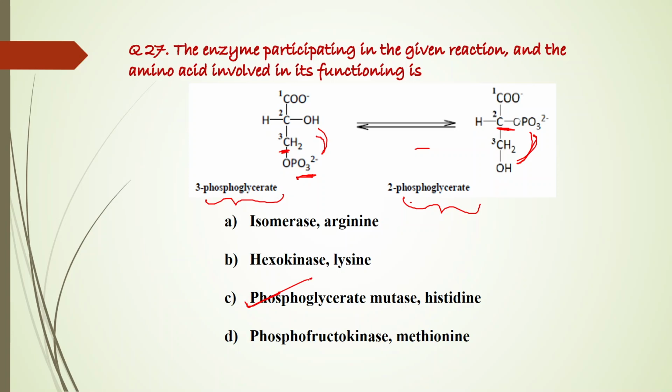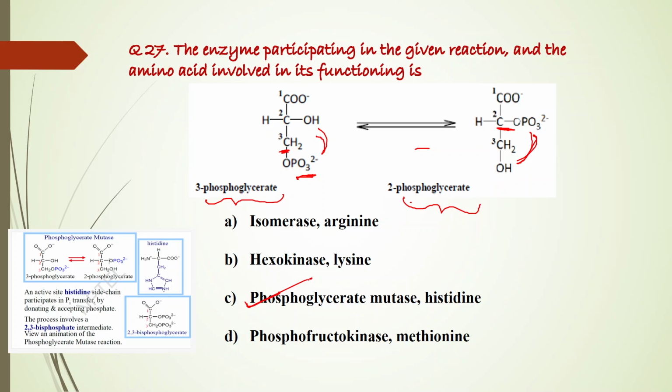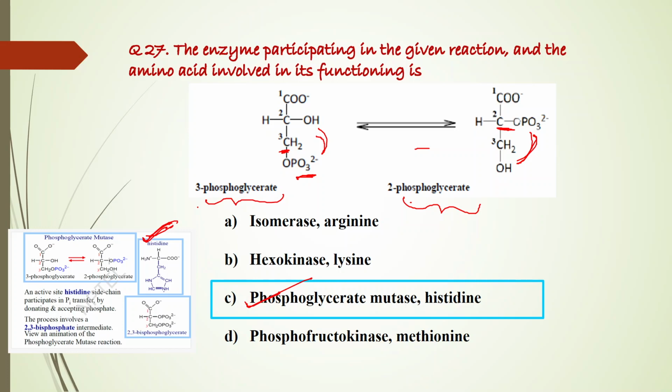And what is the enzyme's active site? What amino acid is sitting at the active site of the enzyme that helps in this reaction? This is the reaction through which phosphoglycerate mutase transfers the phosphate group, and at the active site you will be able to find histidine. Histidine helps in this inorganic phosphate group transfer. So the correct option for this should be C.